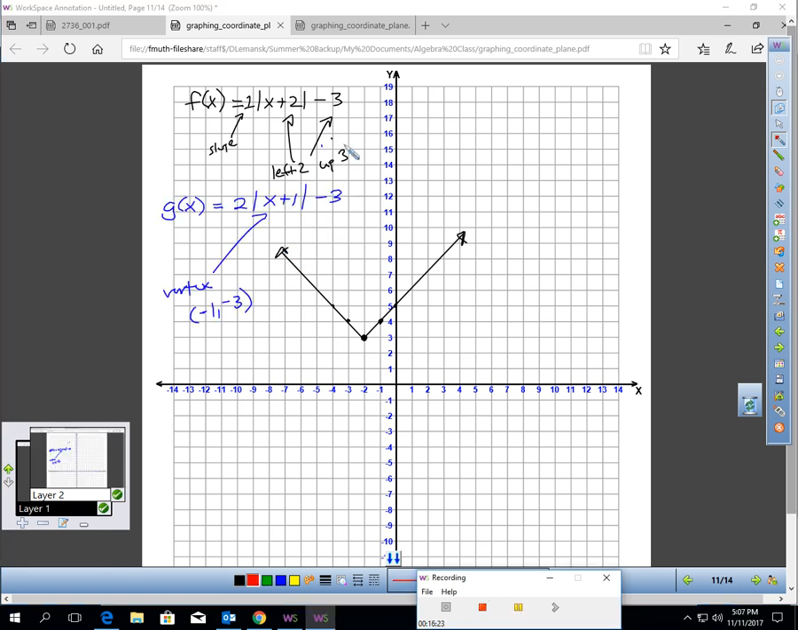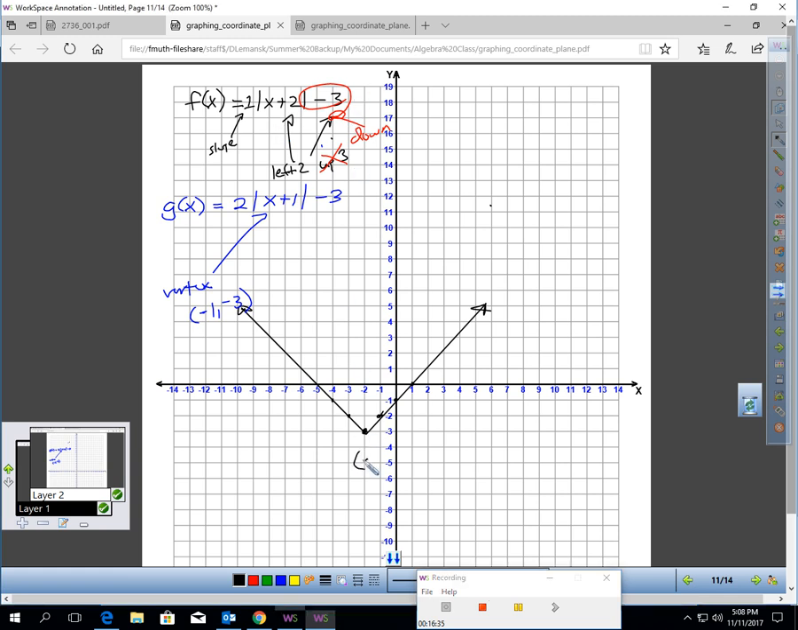I'm sorry, I just realized I made a mistake here. This is an up 3. This should be down 3. It's a subtraction. So let me quickly fix that on my video. That's better. So I had left 2, down 3. So my vertex would be at negative 2, negative 3. And then there's my slope of up 1 over 1.